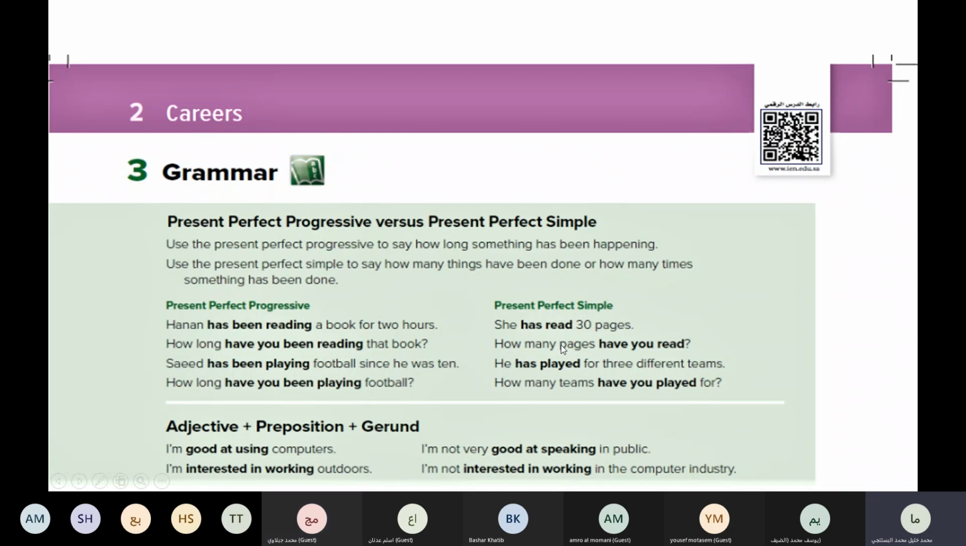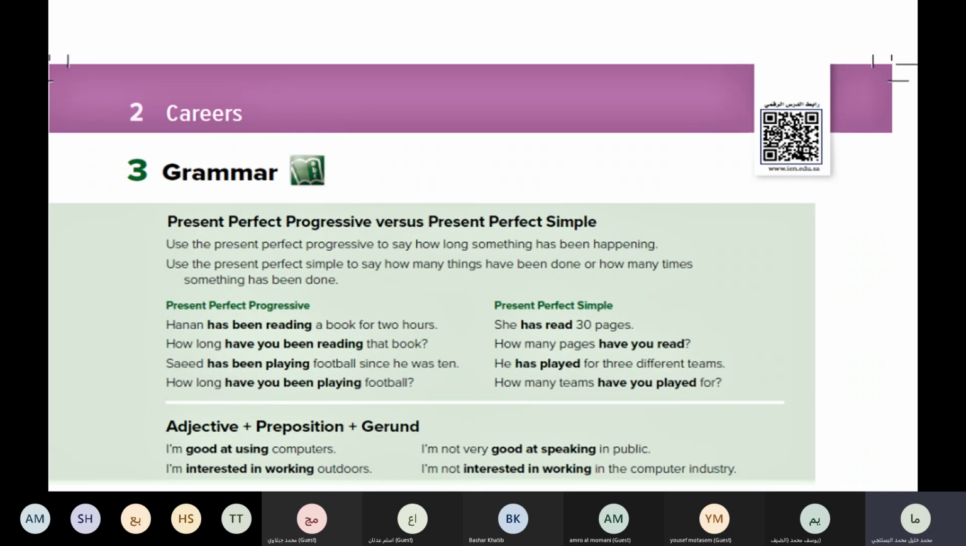Look at the question. How many pages have you read? Asking about number. I have read 30 pages. We cannot say I have been reading for 30 pages. This is wrong. No, this is incorrect. If you want to focus on the number you have achieved, we have to use the present perfect. I have read 30 pages. If you want to focus on time, you will say, I have been reading for 2 hours. I have been reading since 9 o'clock.